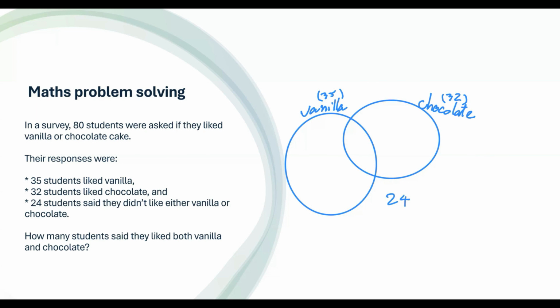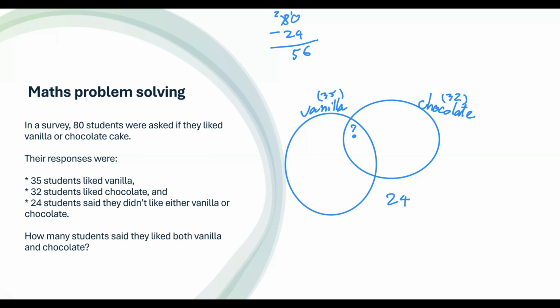Since 24 are outside the circles, how many actually go inside the two circles? You can do 80 take away 24, which is equal to 56. So we know that 56 of the students will have to go into the two circles. Now it becomes tricky. To work it out, you really need to get what goes into the middle. How many students actually like vanilla and chocolate together, at the same time?